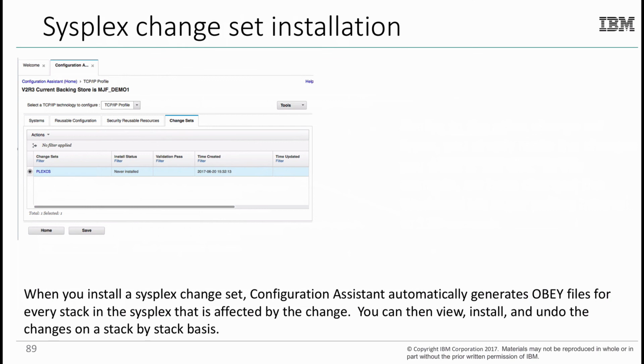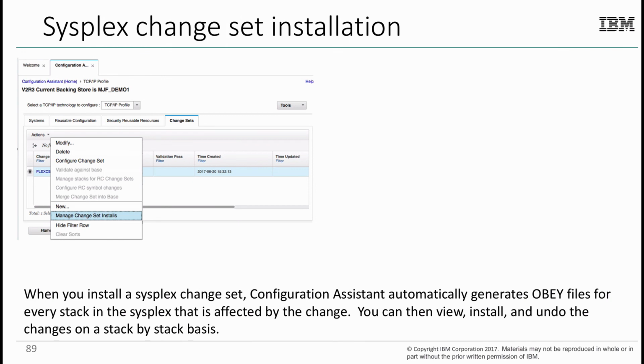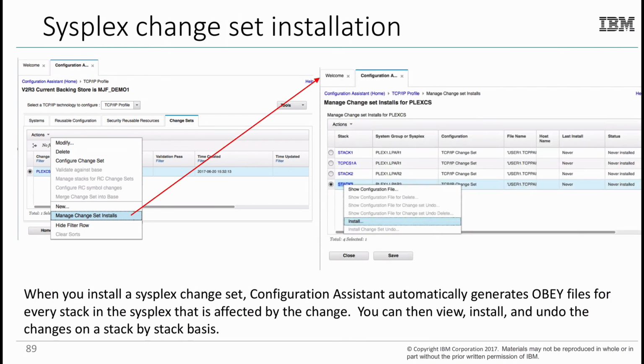Here in the change set editor, I have the change set. When I install it, I pull down Actions and click on Manage Change Set Installs, and you can see that every stack in the Sysplex has an install file. So I need to go through these and install it. Just like the other types, on a stack-by-stack basis, I can install, which puts the vary obey file out there to make this change. I can undo, which puts out a vary obey file that undoes the change, putting the value back to the old value. And I can view them on a stack-by-stack basis.